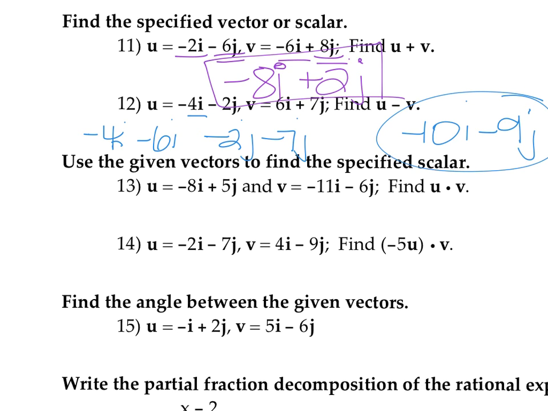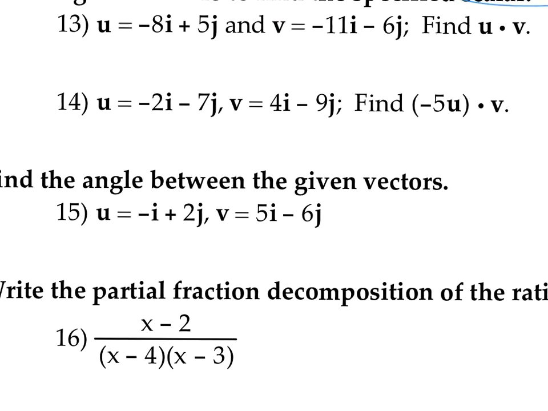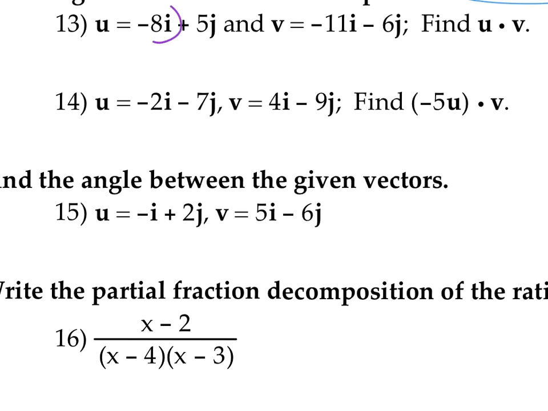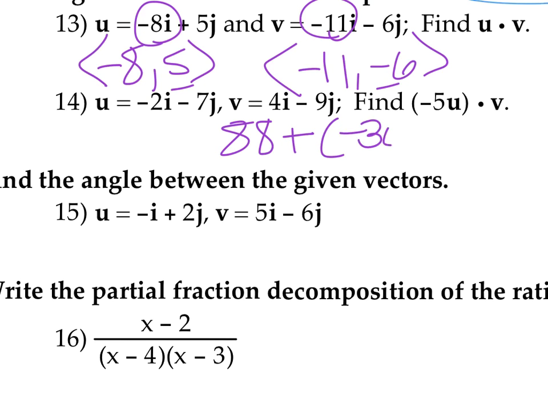Okay, now we're doing the dot product. So when I multiply vectors, it's called the dot product. You don't really just multiply. You're going to multiply the first times the first. So the first thing you might want to do is get this into vector format, which would be negative 8, 5, negative 11, negative 6. And then I do first times first, so negative 8 times negative 11, which is 88, plus second times second, which is 5 times negative 6, which is negative 30. And you get 58.